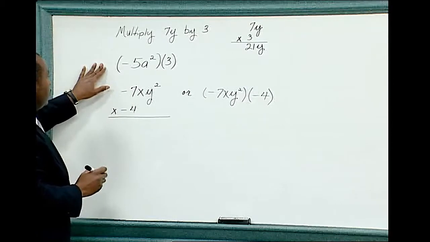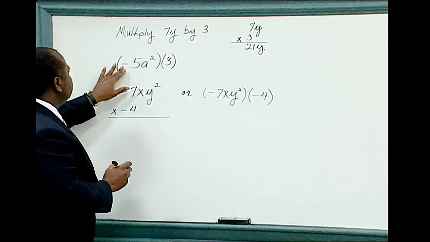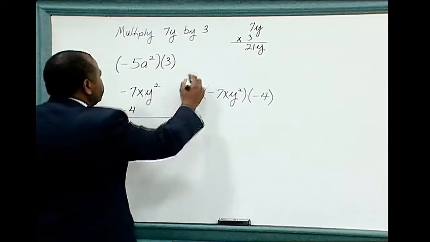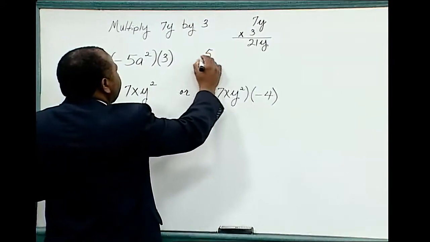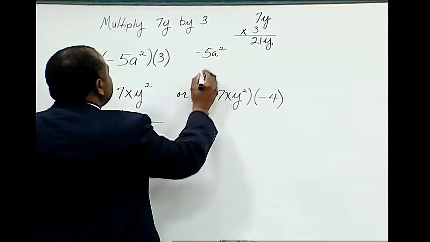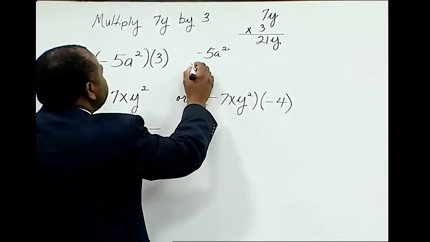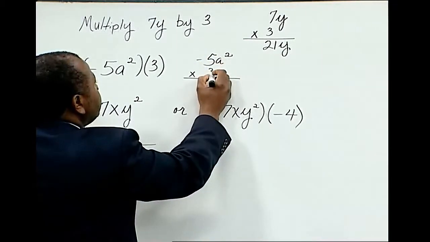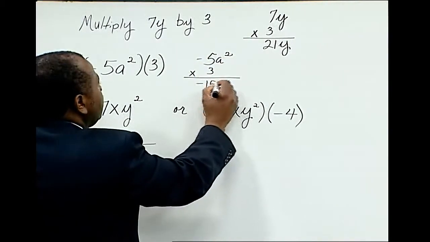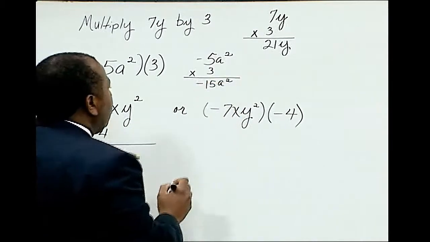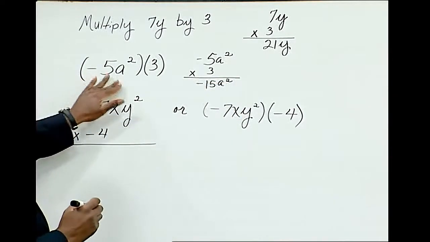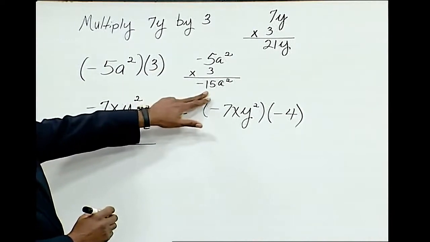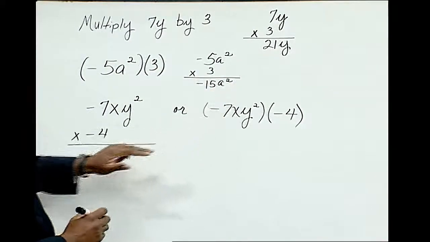Example 2. Multiply negative 5a to the second power times 3. Negative 5 times 3 is negative 15. Bring down your a to the second power. Therefore, negative 5a to the second power times 3 is equal to negative 15a to the second power.